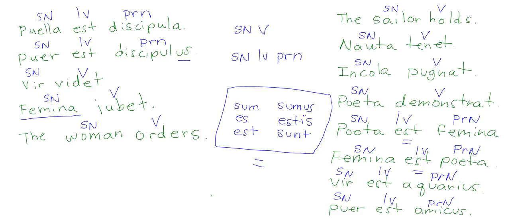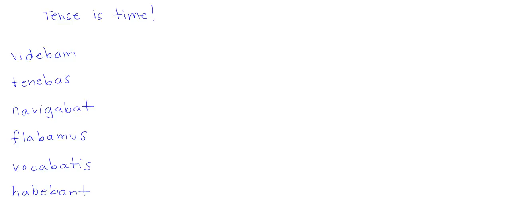Now we're going to flip to the next page. And on the next page, we have a page titled Tense is Time. So let me set up my page to be ready for that. Okay, so we're talking about tense is time, and we've been learning a specific tense that has bam, bas, bat, bamus, batis, bant. Bam, bas, bat, bamus, batis, bant. And this is called the imperfect tense.